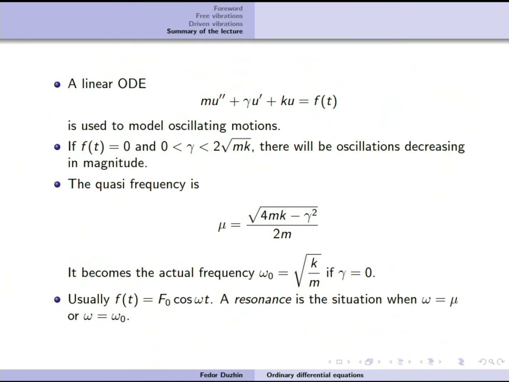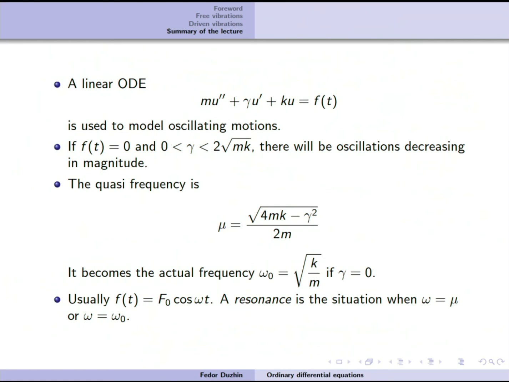Well, but if the damping constant is not too large, then there are actually oscillations, and they're decreasing in magnitude. As time goes by, oscillations become smaller and smaller, but they follow a certain frequency, in the sense that the frequency is not growing or decreasing as time goes by. So the quasi-frequency remains the same. They are oscillations of the same fixed frequency, but the amplitude is decreasing.